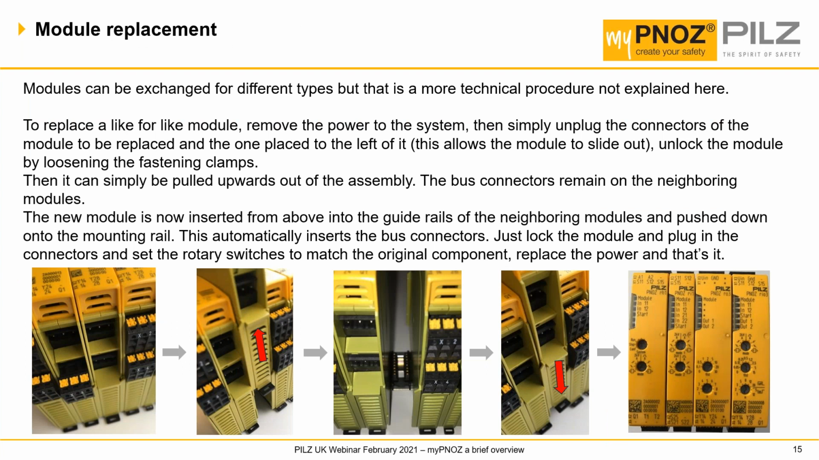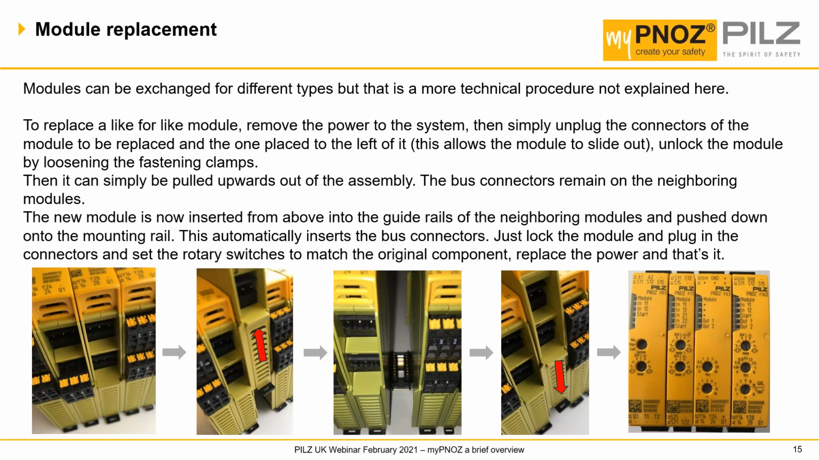Module replacements. The modules can be replaced and the configuration changed. We won't go into changing the configuration in this webinar as it's more involved. We will, however, explain how to replace a like-for-like unit. To replace a like-for-like unit, you remove the power to the system, then simply unplug the connectors to the module to be removed and also the one to the left. This allows the module to slide out.